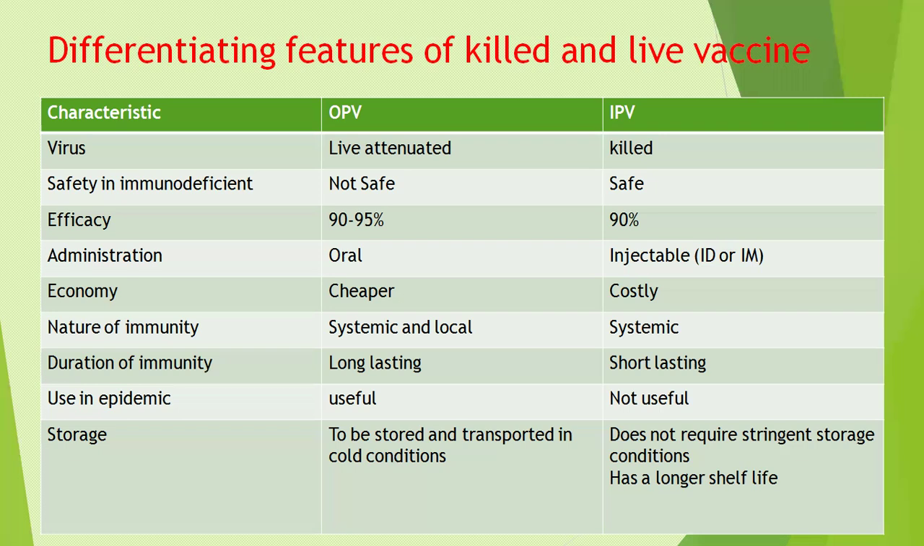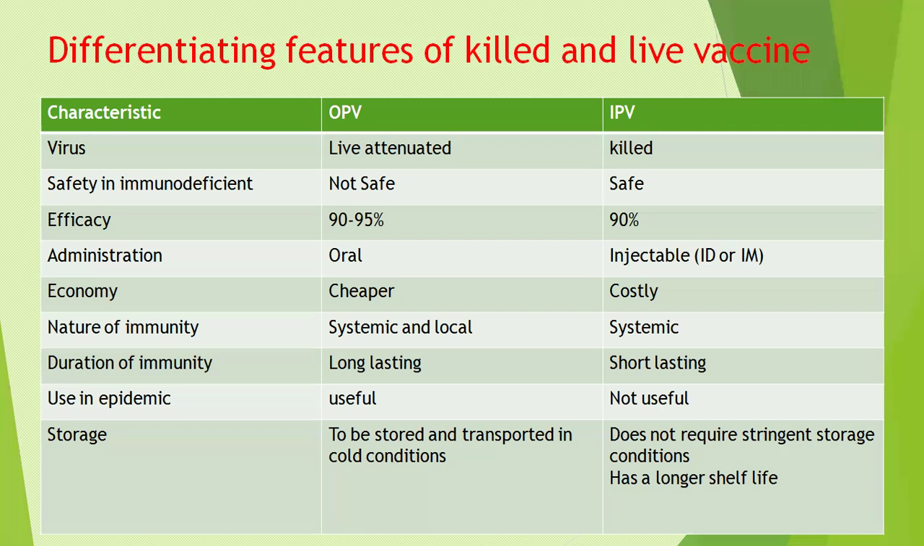So what are the disadvantages of OPV? OPV cannot be given to immunocompromised people, during pregnancy, as well as in old age, and it should be stored under the recommended cold conditions. And next, the efficacy of the OPV vaccine decreases by interference with other enteroviruses. In case of other enterovirus infections, the efficacy of the OPV vaccine is decreased.